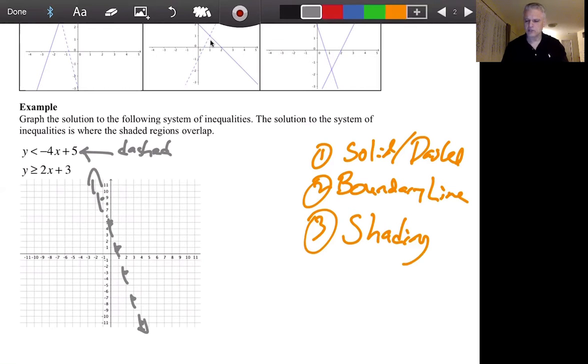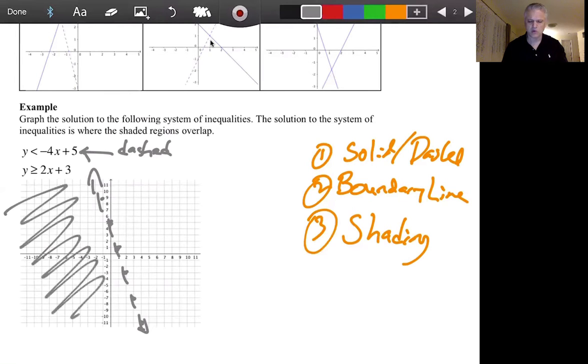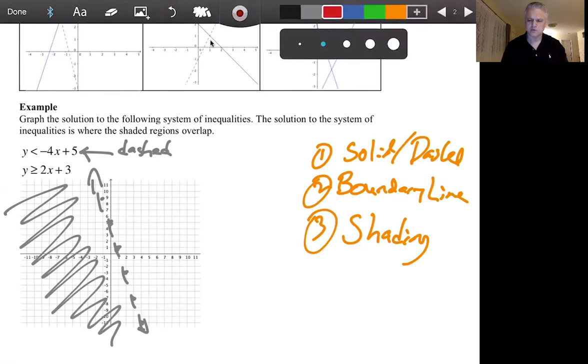All right, shading. It says less than. So that means everything that is below my boundary line.